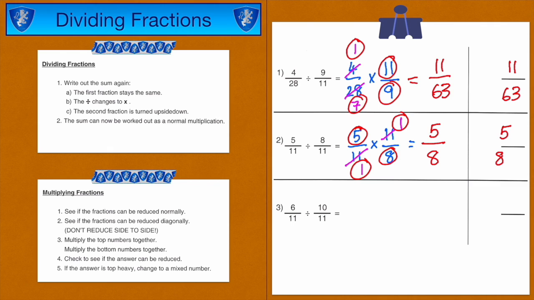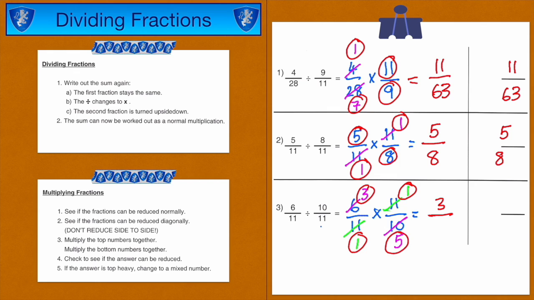And then number 3 here, we've got 6 over 11, first fraction stays the same, times the second fraction upside down, which is 11 over 10. Can't do that, can't do that. Now 6 and 10 can be divided by 2, so that's 3 times 2, that's 5 times 2. And 11 and 11 can be divided by 11, so that's 1 times 11, and that's 1 times 11. So that means I've got 3 times 1 is 3, and 1 times 5 is 5. So your answer is 3/5.